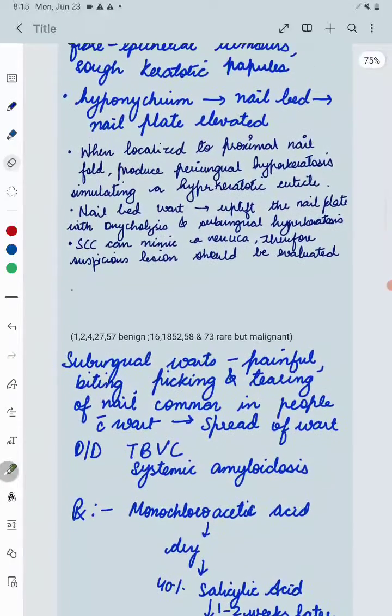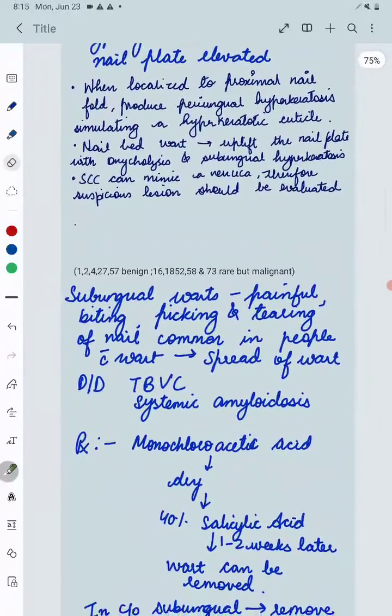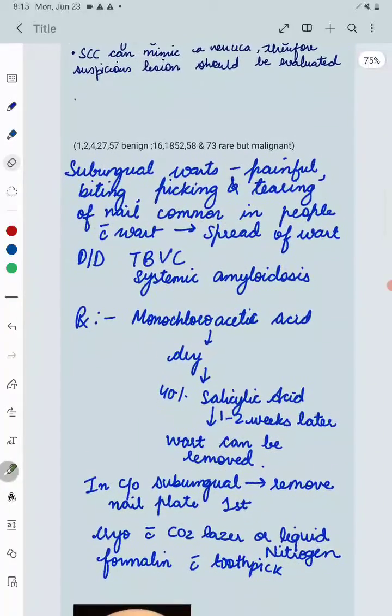SCC can mimic a verruca. Suspicious lesions should be evaluated. Subungual warts can be painful. People often bite them, pick on them or tear them. Another DD is tuberculosis verrucosa cutis or systemic amyloidosis.